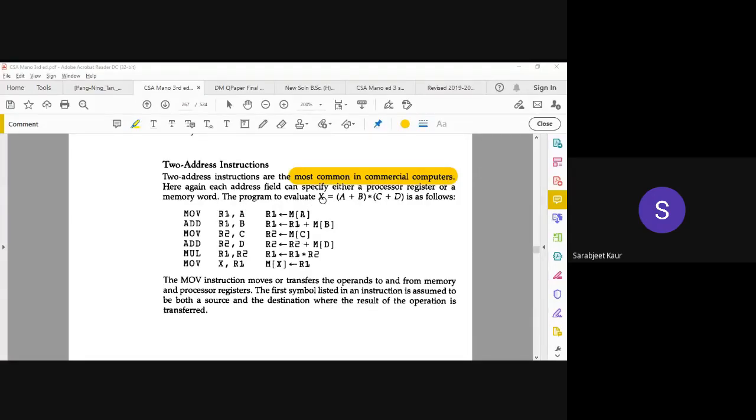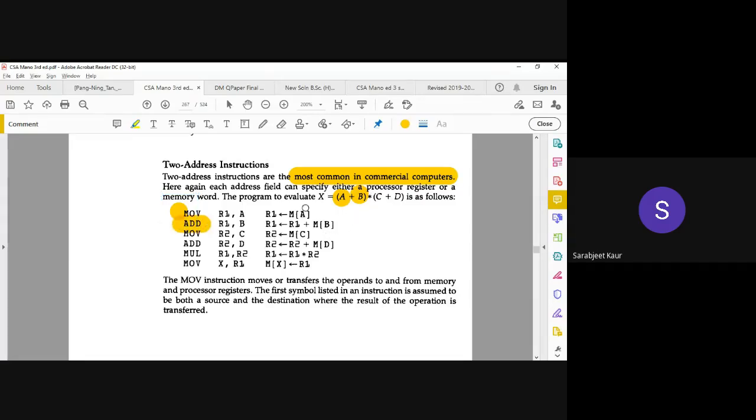So what can I do first? See, what I can do is I can first transfer this A into R1. Okay, then add B to R1. You see this here, first two lines, yes or no? Yes, ma'am. Right, and then the add thing, right?